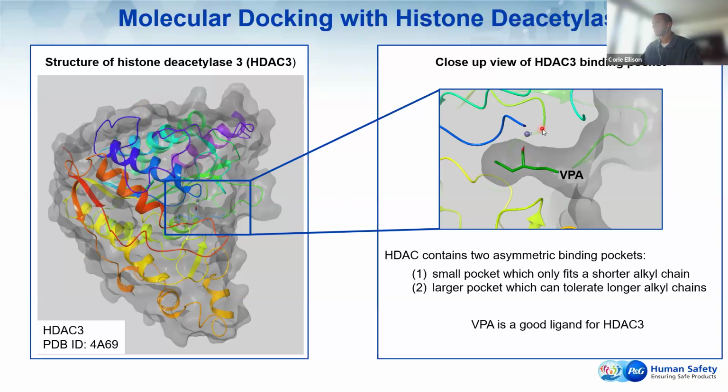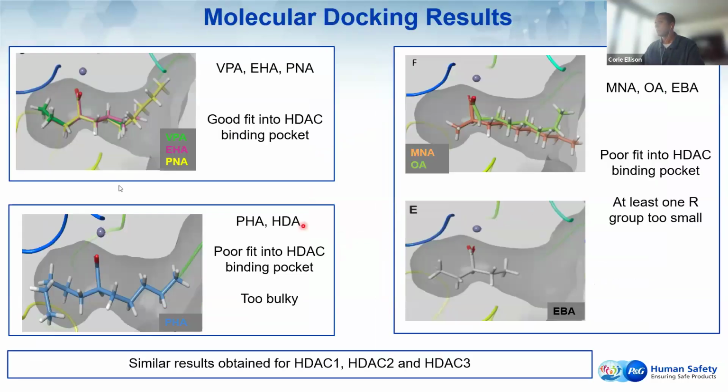The binding pocket has two asymmetric binding pockets: one small binding pocket and one large binding pocket. In this particular figure, we're also showing how valproic acid would sit in this binding pocket. It turns out that valproic acid is expected to be a good ligand for HDAC. So we also reviewed the other case study chemicals in this case study to see if they would be ligands for HDAC.